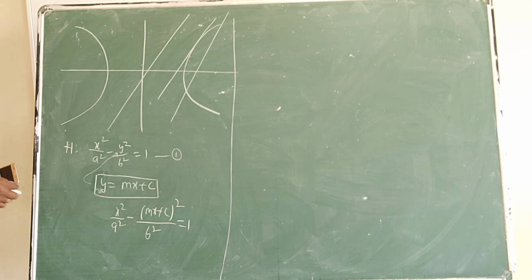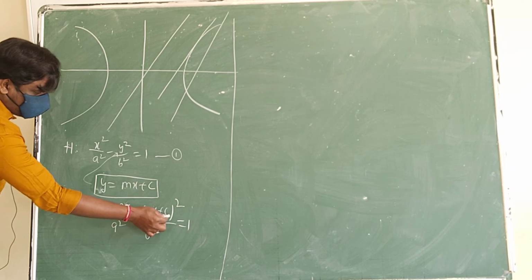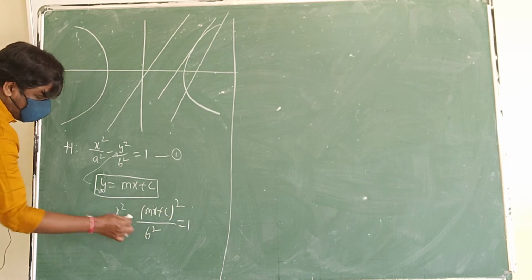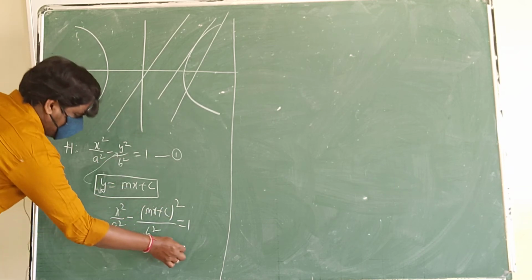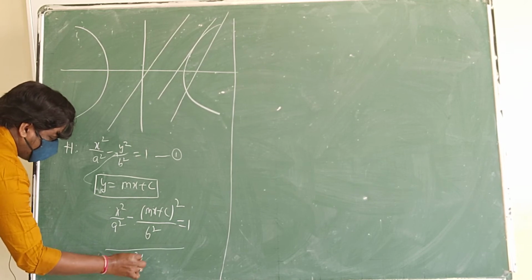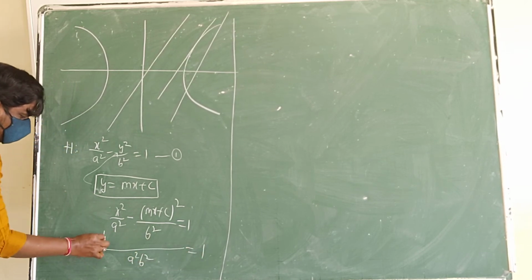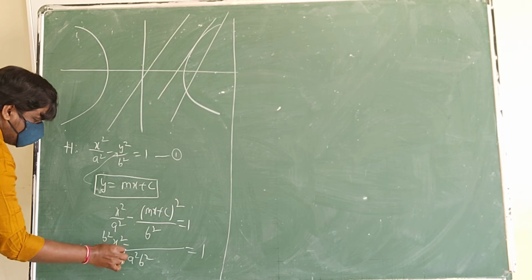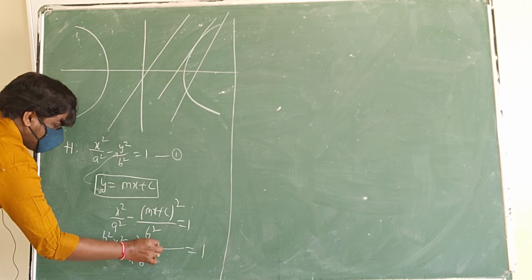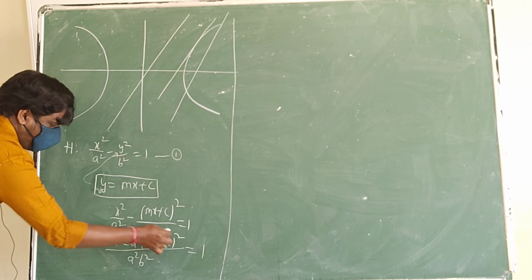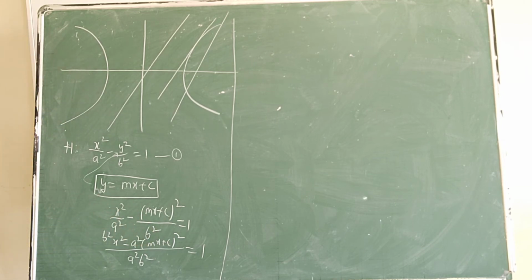So directly, if I make this one, here I use the (a plus b) whole square formula. I can take the LCM here. If you want, I will show you, sir. a square b square is the LCM. I do here b square x square minus a square into (mx plus c) whole square. Open this (a plus b) whole square formula.